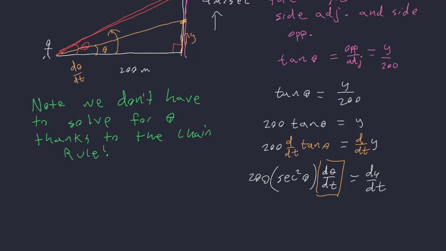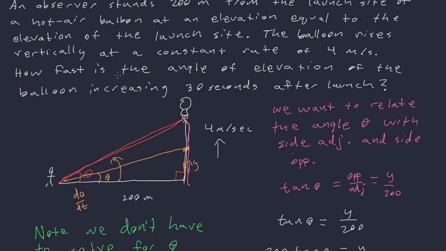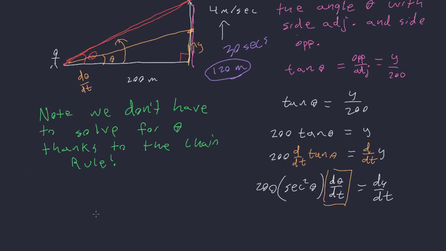Okay, so here's how we proceed. Notice this piece of information they gave us that we haven't used yet. We want to know what's happening 30 seconds after launch. Well, if the balloon's traveling at 4 meters per second, after 30 seconds, we should hit 120 meters. Just multiply these two together, the seconds will cancel, and so what we essentially have here is a right triangle that is 200 by 120, and we want to find secant of this angle.